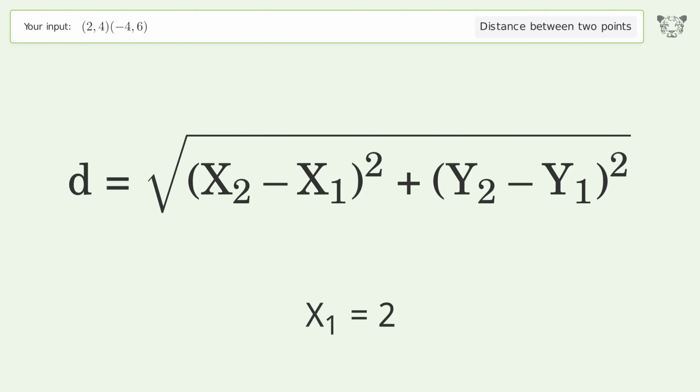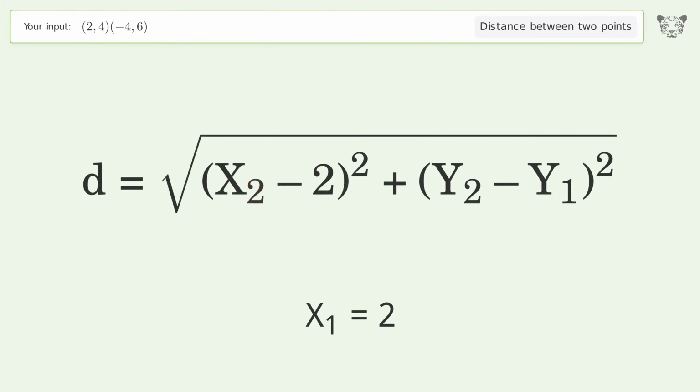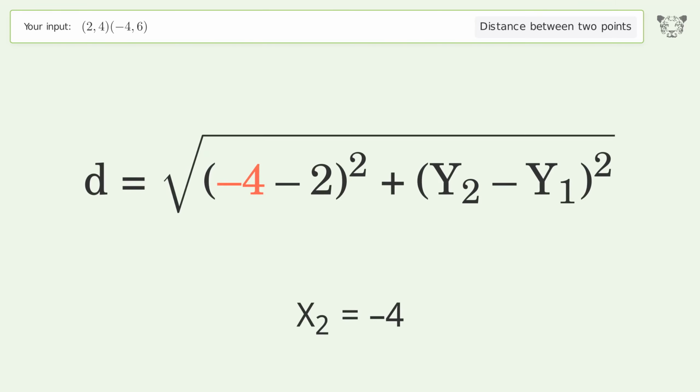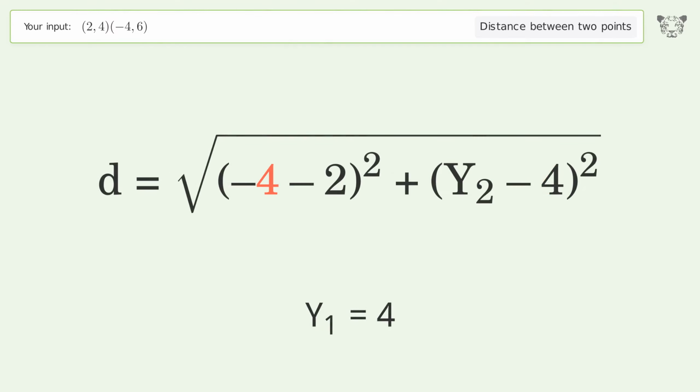x1 equals 2. x2 equals -4. y1 equals 4. y2 equals 6.